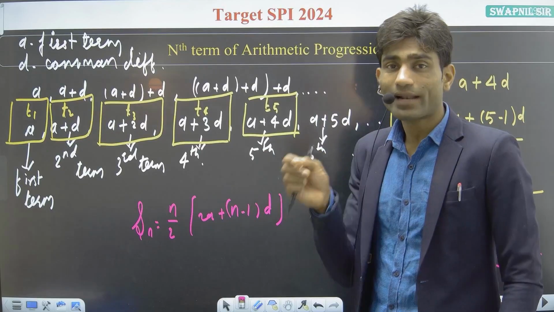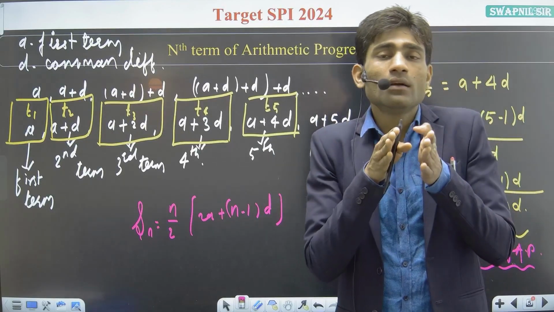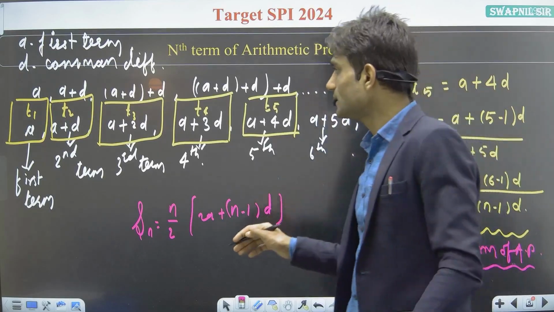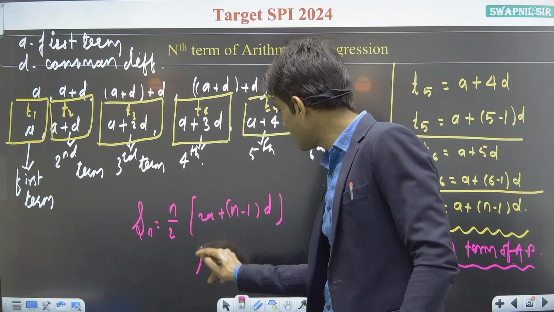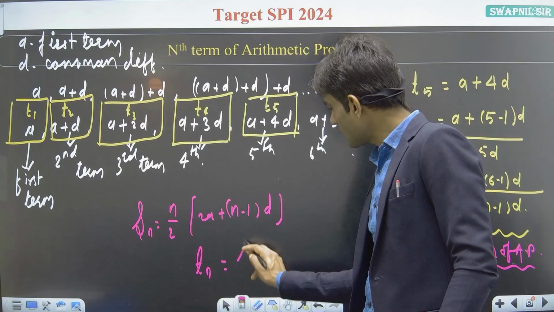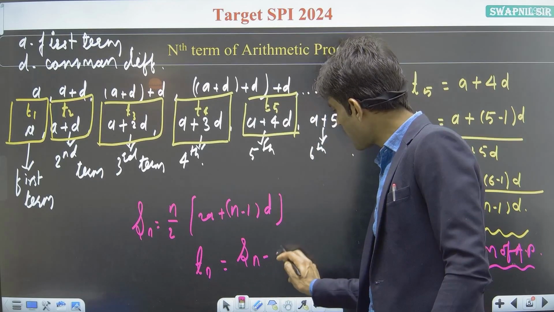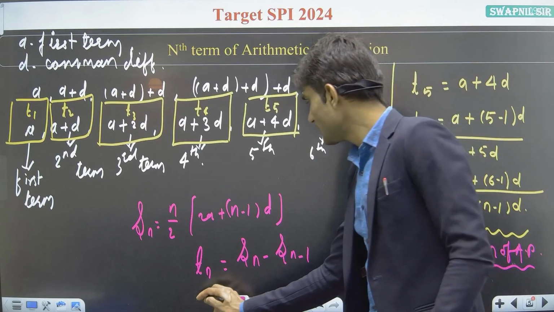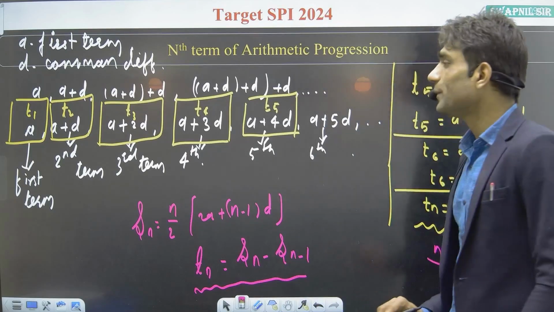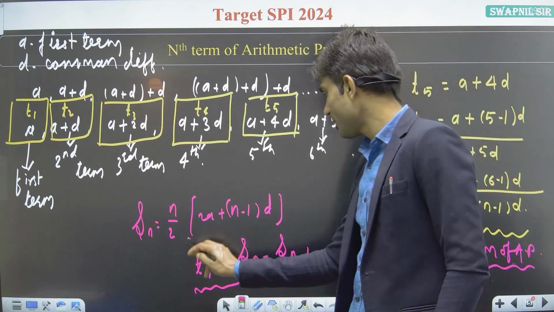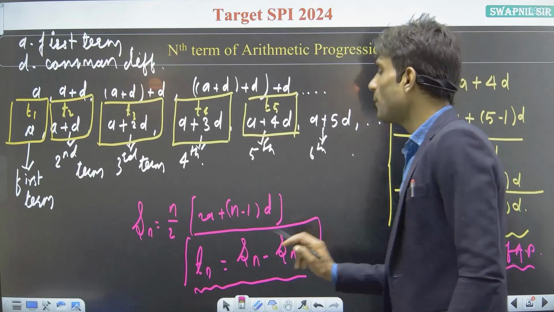Again, we can write a relation between the nth term and the sum of n terms. What is the relation here? We can write the nth term of our arithmetic progression as the sum of n terms minus the sum of n minus 1 terms. This is our relation between the nth term of our arithmetic progression and the sum of n terms.